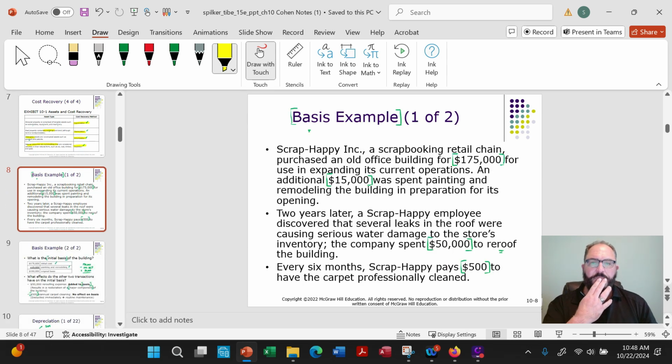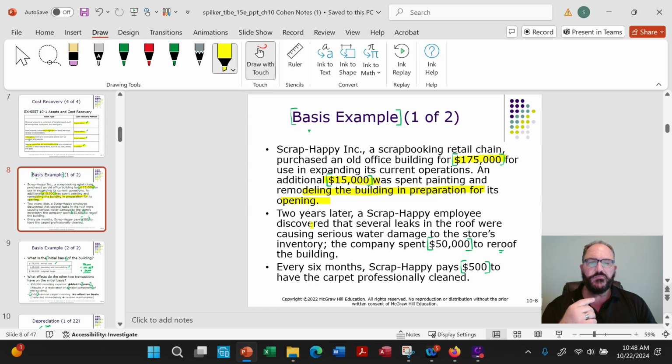So here's an example. Scrap Happy is a scrapbooking retail chain. They purchased an old office building for $175,000. An additional $15,000 was spent preparing it for opening, remodeling, and preparation for opening.